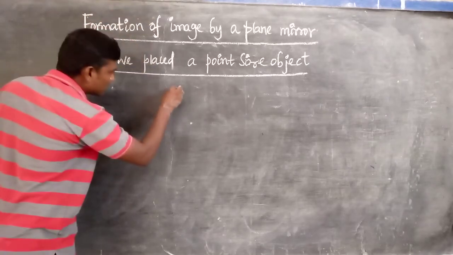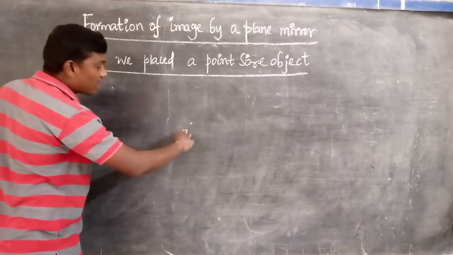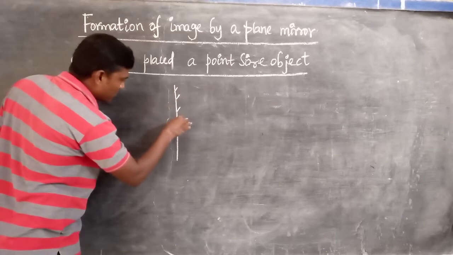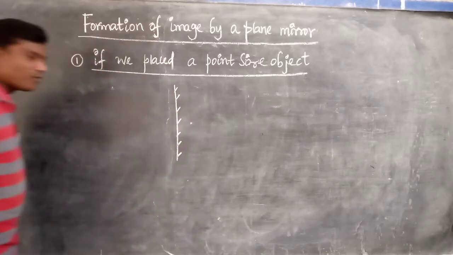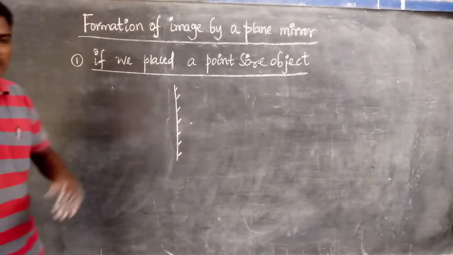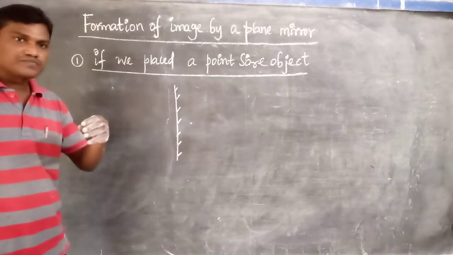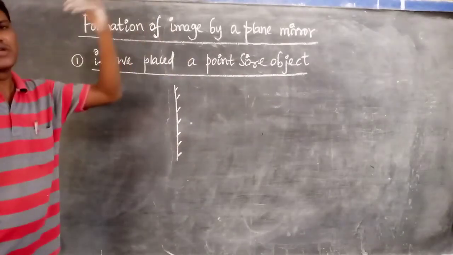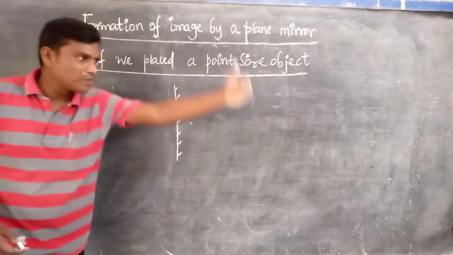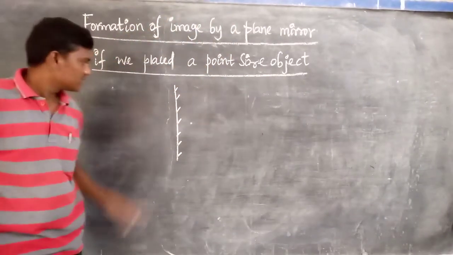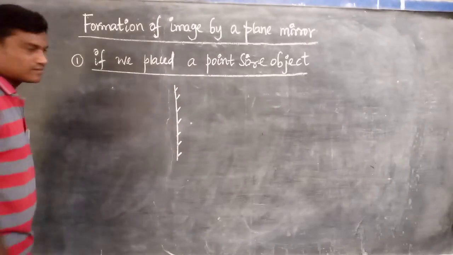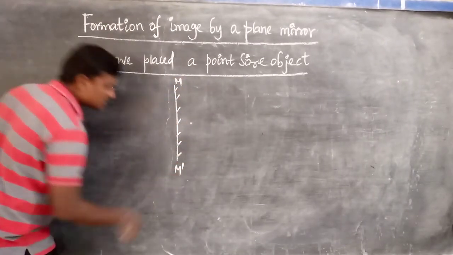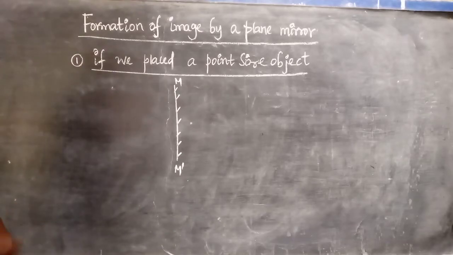Here, instead of the horizontal mode, we can draw the mirror in the vertical mode, because everyone will know it very clearly. In our houses we use the plane mirror as a looking glass, and the mirror is always kept on a vertical wall. That's why we can draw it like this. M dash represents the plane mirror.